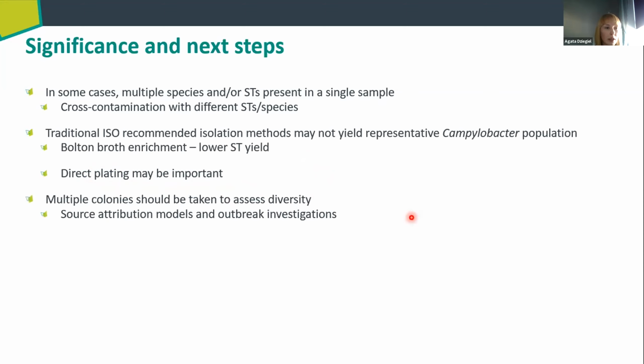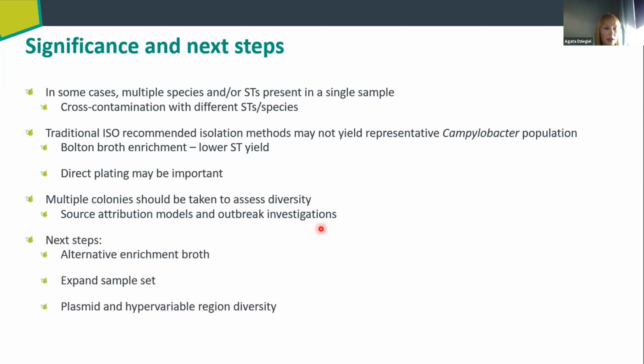We also showed that multiple isolates should be taken to assess diversity, because if fewer isolates had been taken, we may not have been able to identify some of the sequence types or species. And this is important for source attribution and outbreak models to determine where infections are coming from.